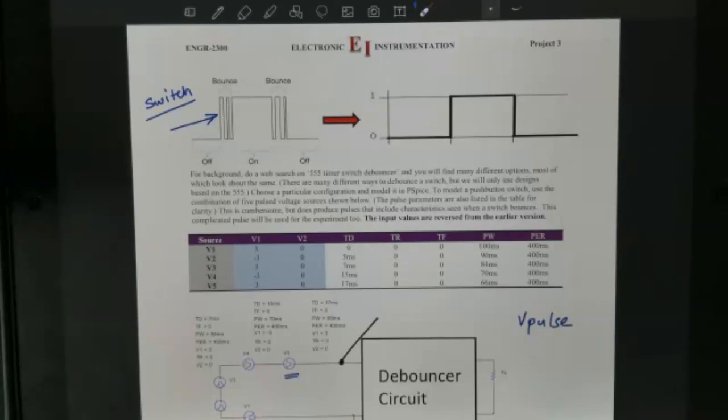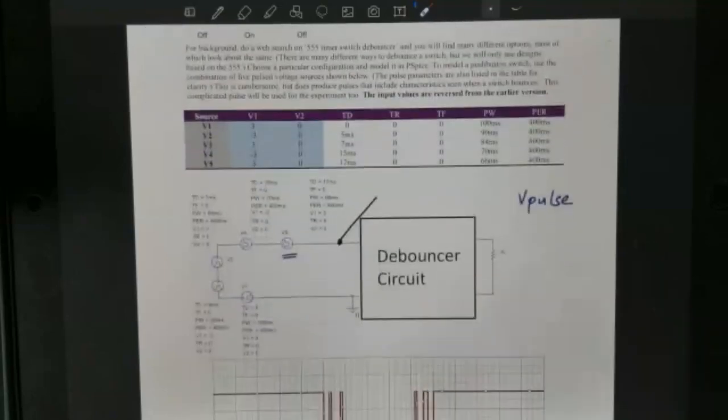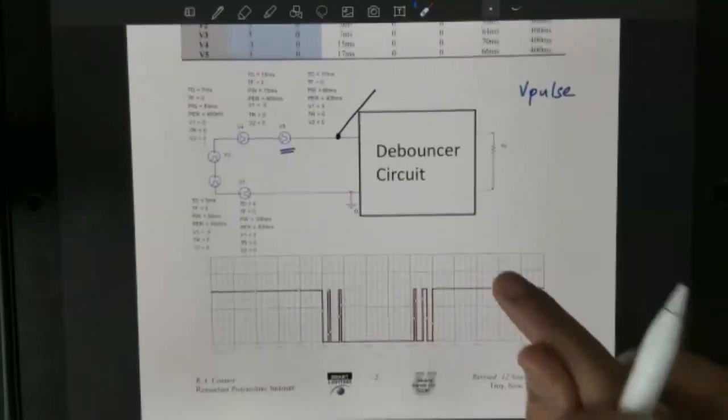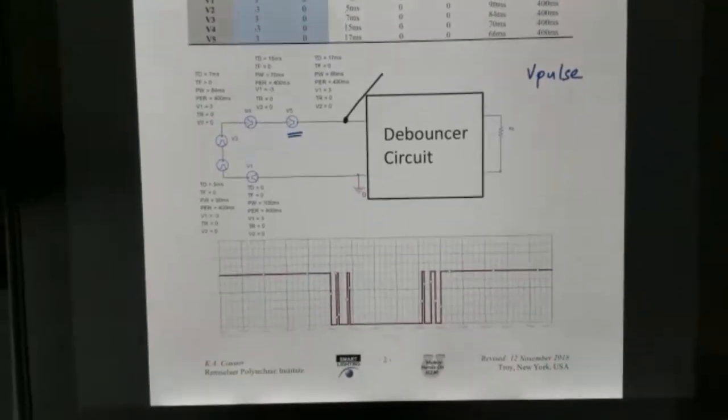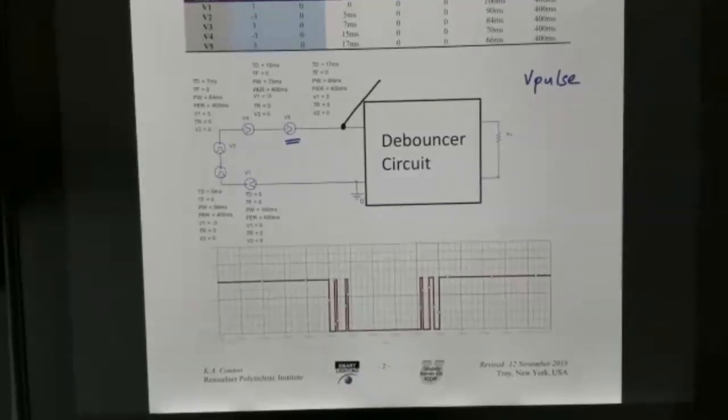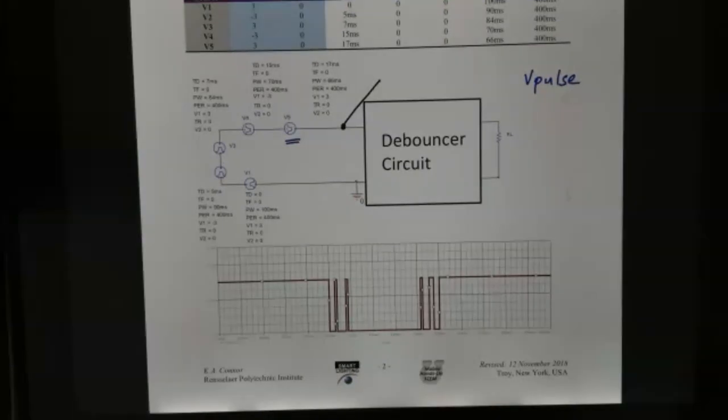Okay. A recommendation for now is to have Project 3 open so that you can take a look at a high quality image, because this is apparently not a very high quality image. So I would recommend that you have it open. The words are readable. Okay.